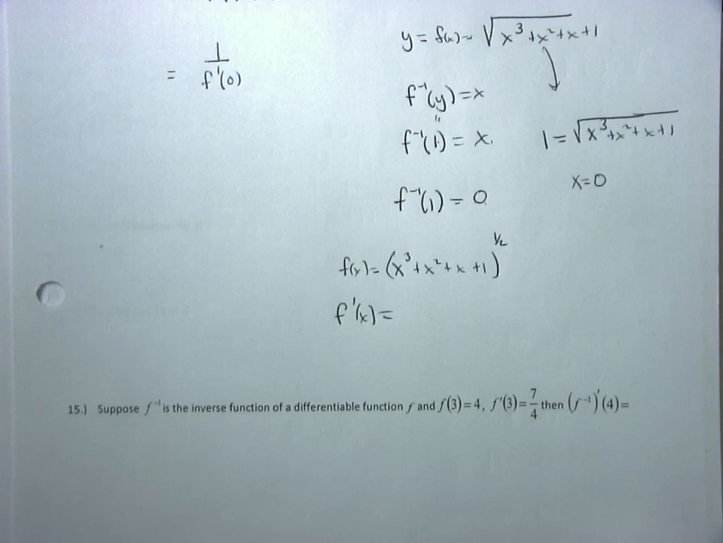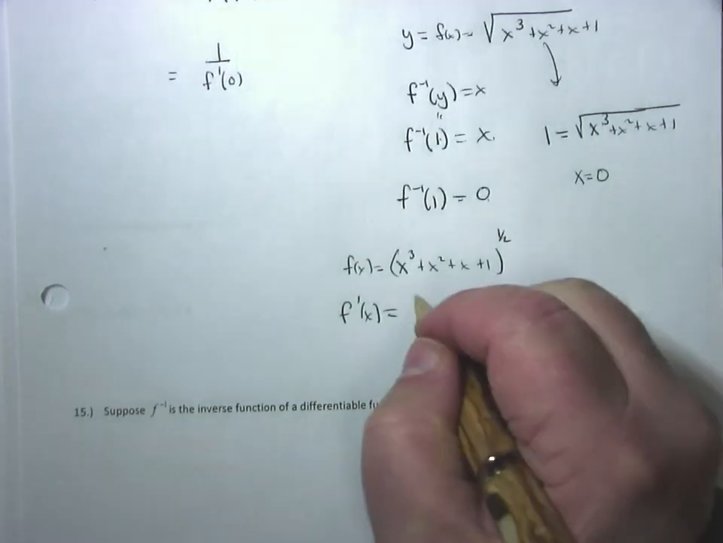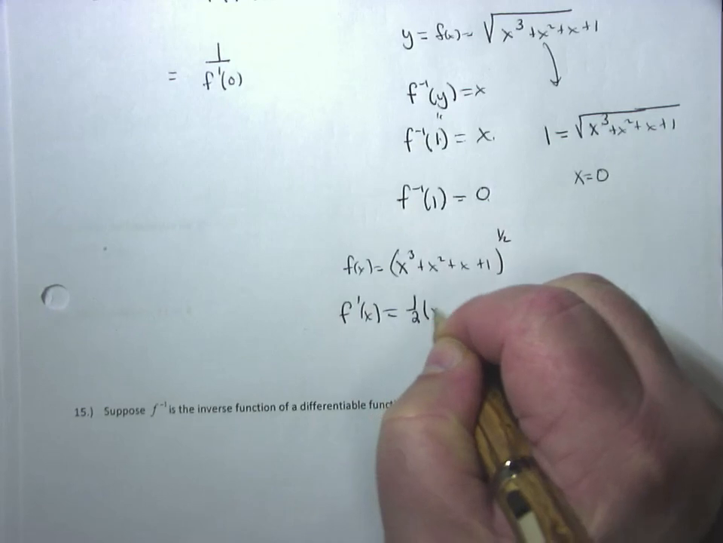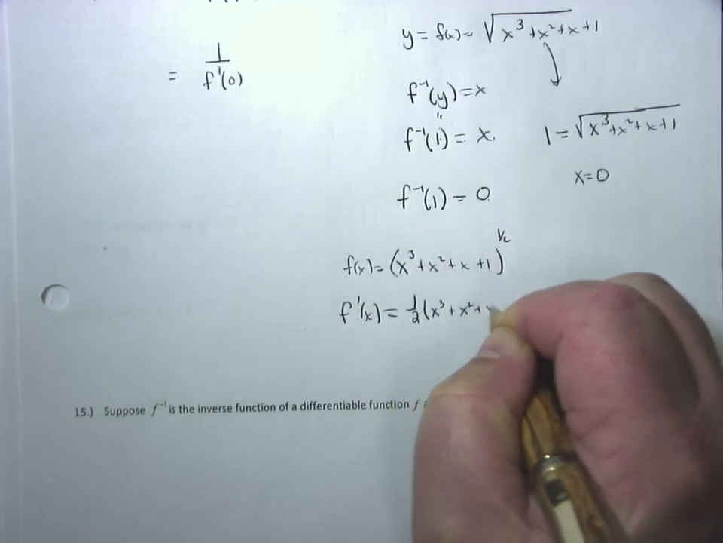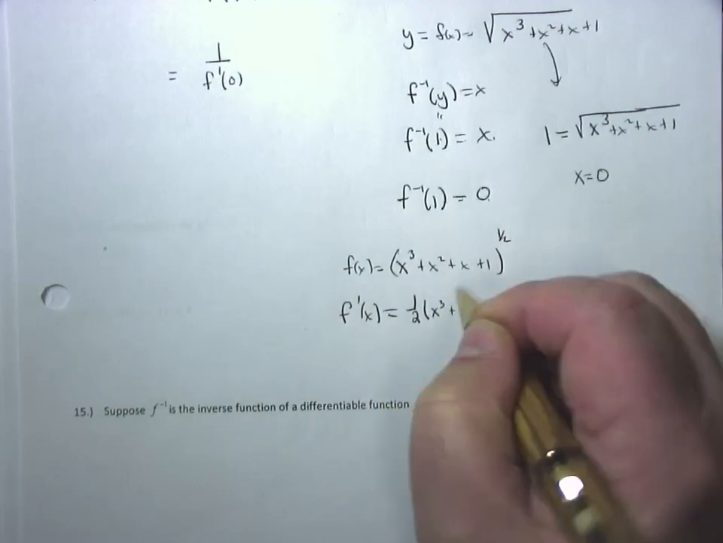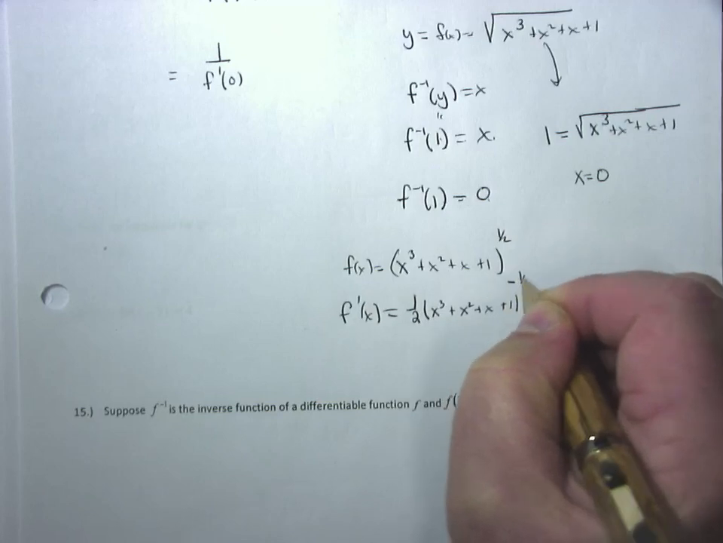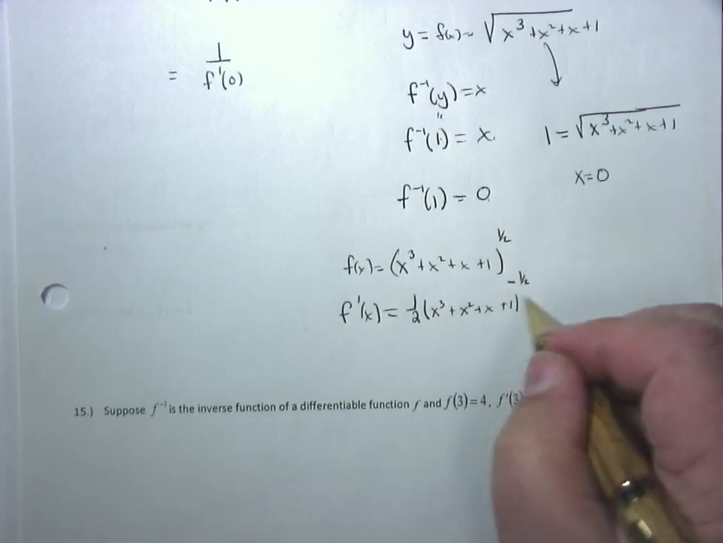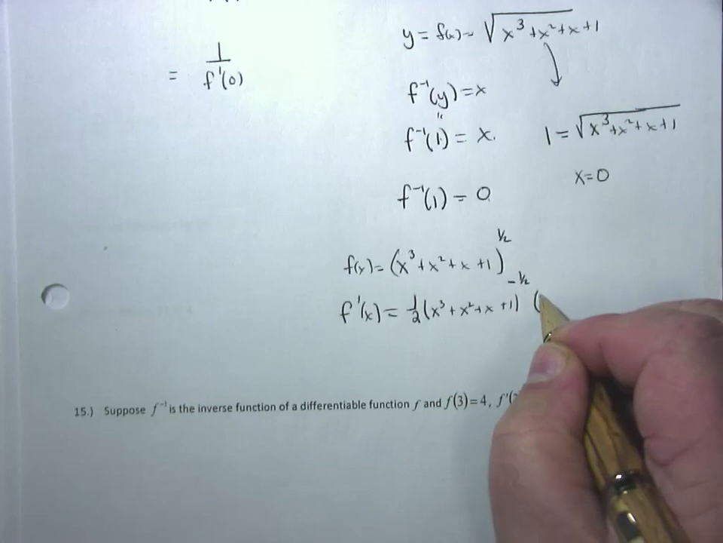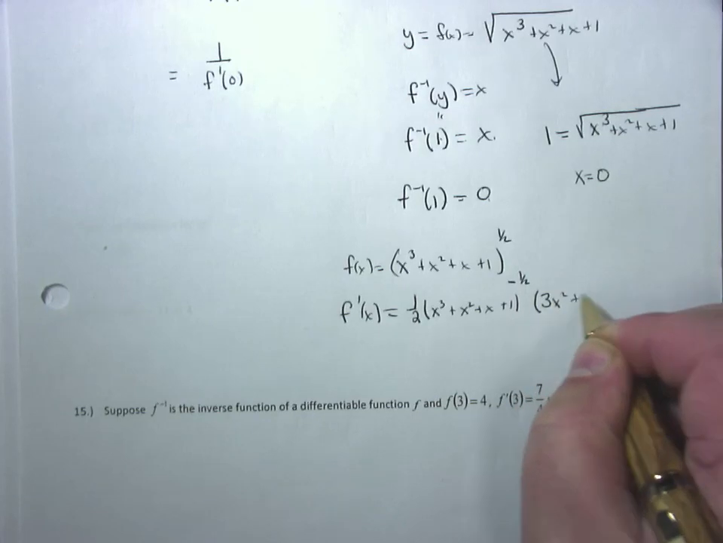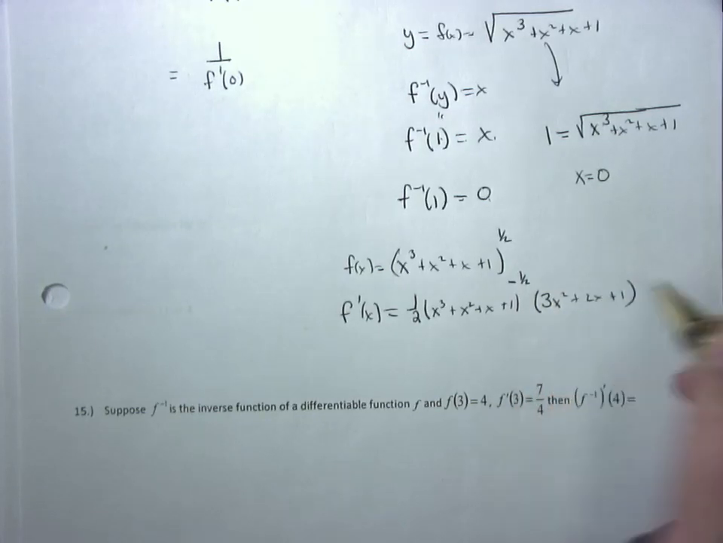So here we go. Chain rule. This will be equal to 1/2 times x cubed plus x squared plus x plus 1, derivative the outside, raised to the negative 1/2 power. Inside stays the same, but then times derivative the inside, which is 3x squared plus 2x plus 1.